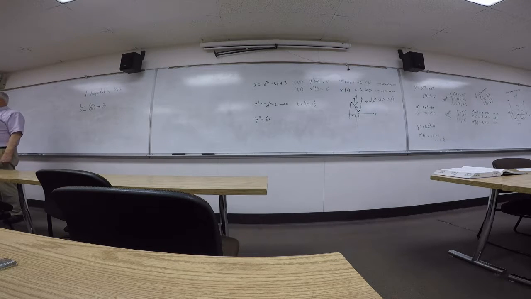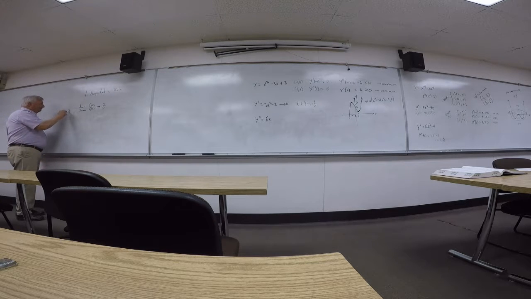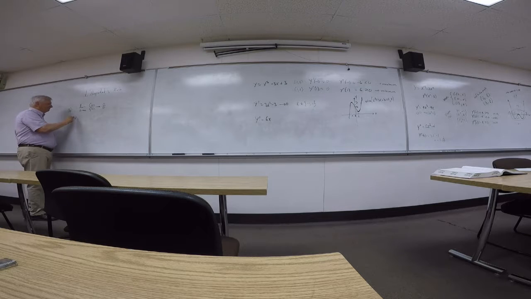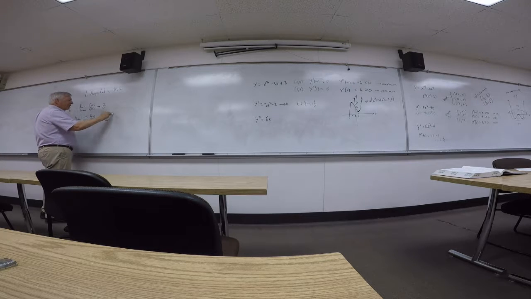But suffice it to say that, if this limit appears to go to 0 over 0, then the limit as x approaches a of f of x over g of x is the same as the limit as x approaches a of f prime of x over g prime of x.